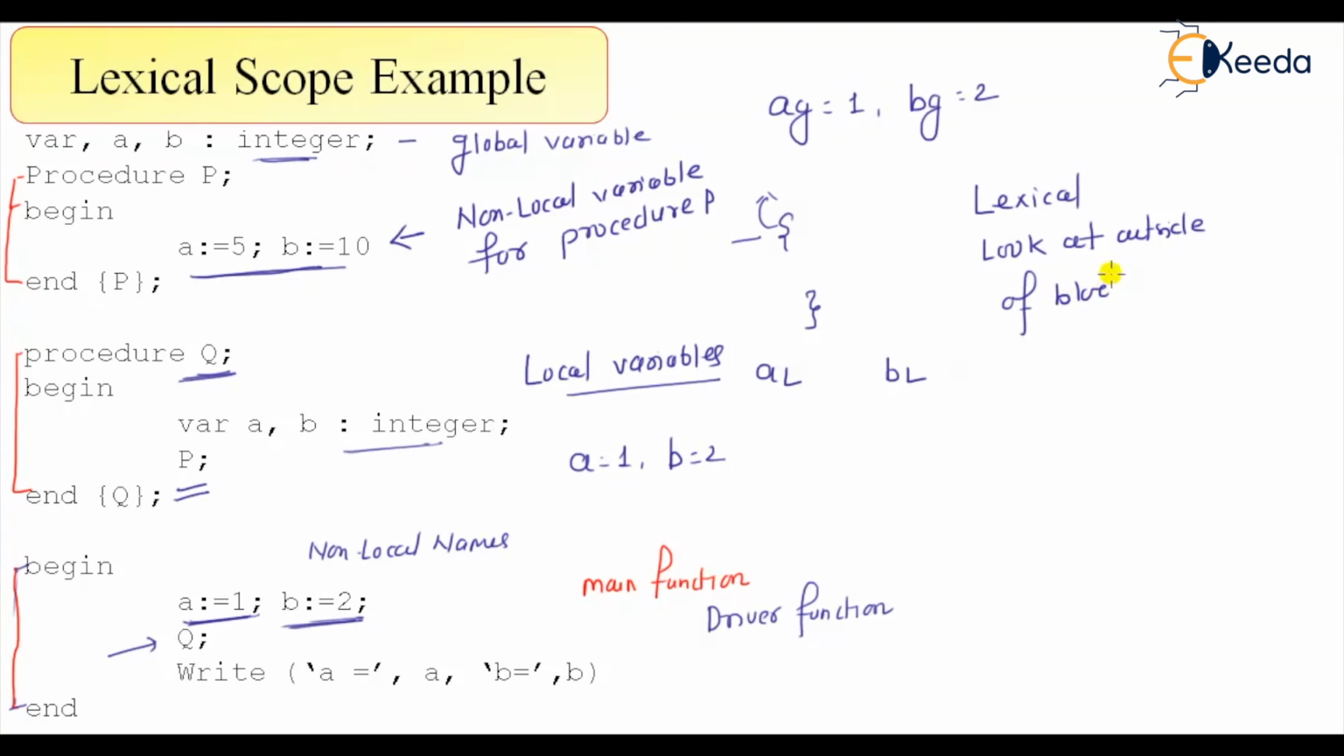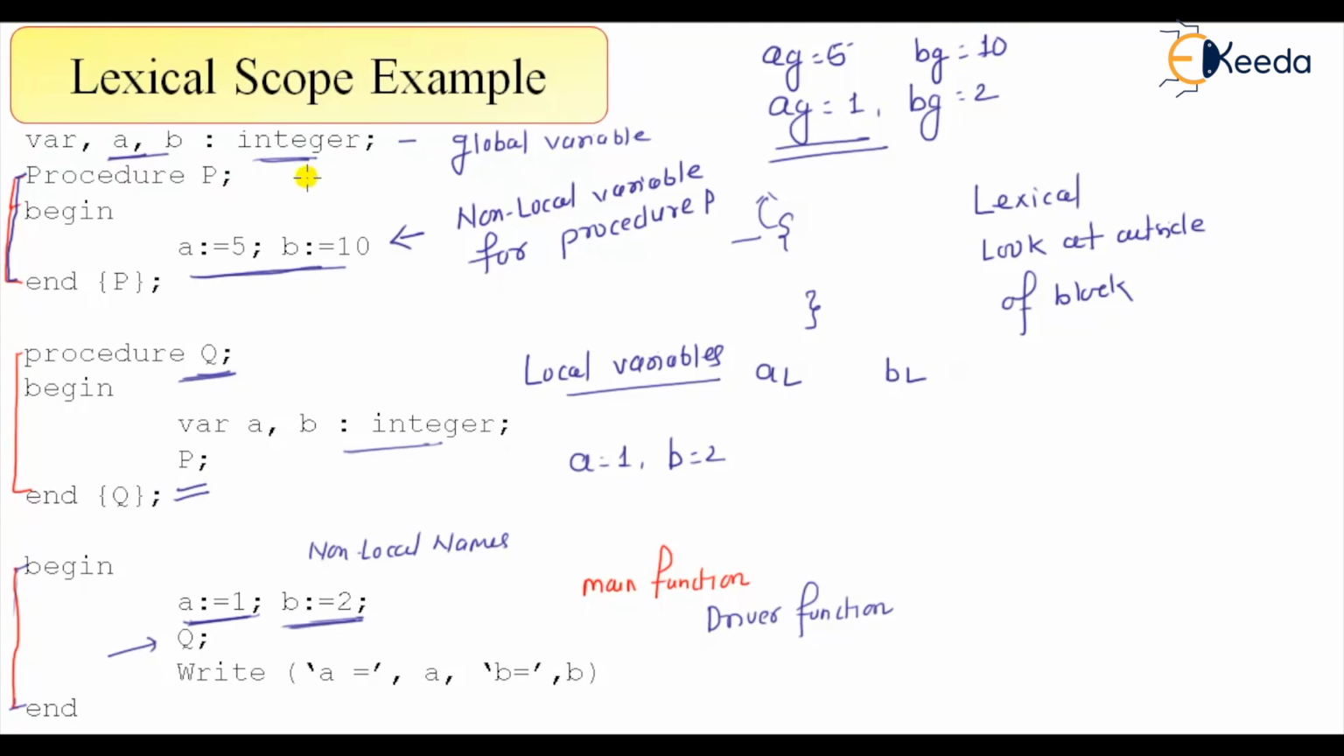So look outside of the block, and in that case, this is the blocking, and I look outside and there is a variable a and b as integer, ag and bg, which were already assigned. Because of looking outside, ag will be assigned the value 5, and bg will be assigned the value 10.